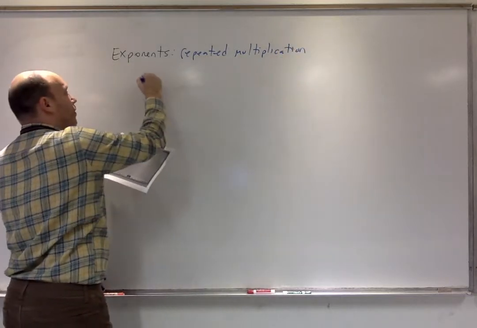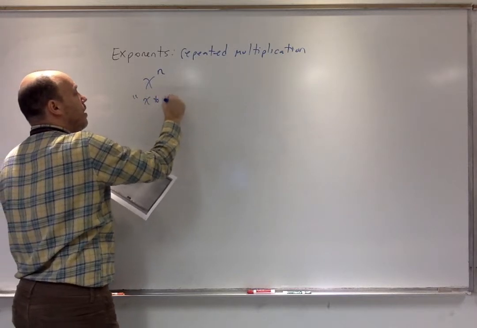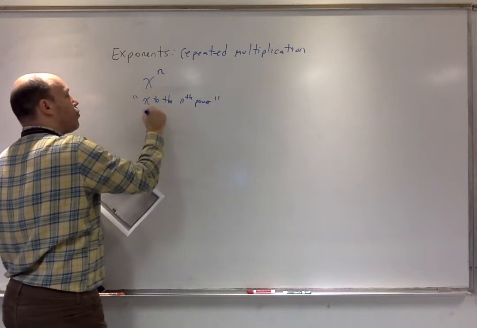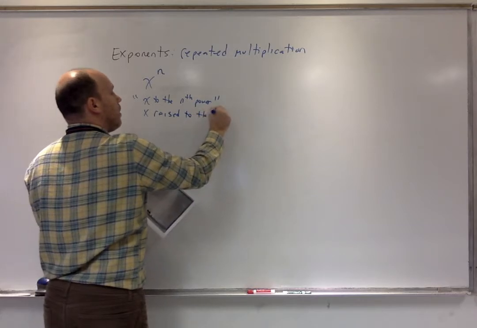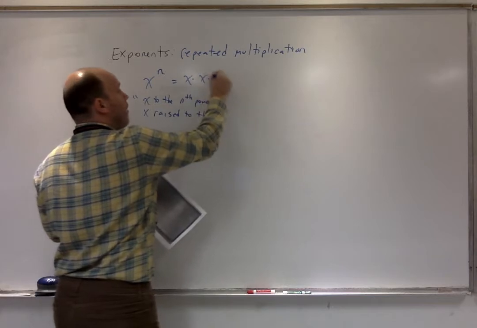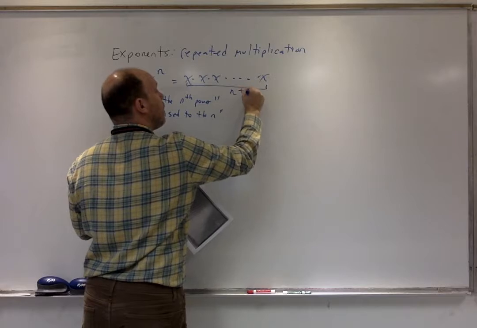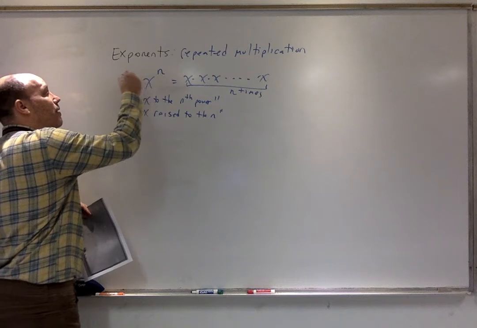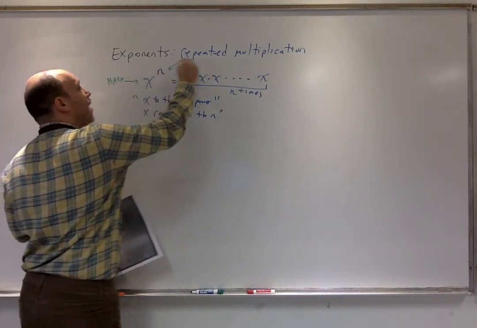And so we have this exponent, and we know this phrase is x to the nth power, or x raised to the n. Okay, and we know this is x times x times x, and so it's basically n times. Another thing that you might know from your past is that this is the base, and that n is the exponent.